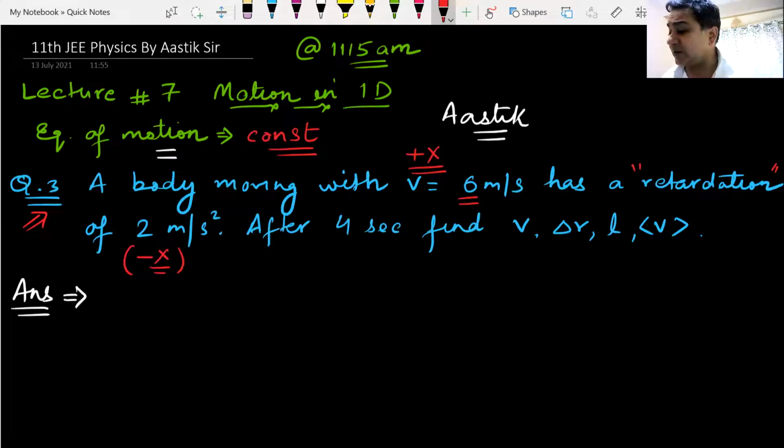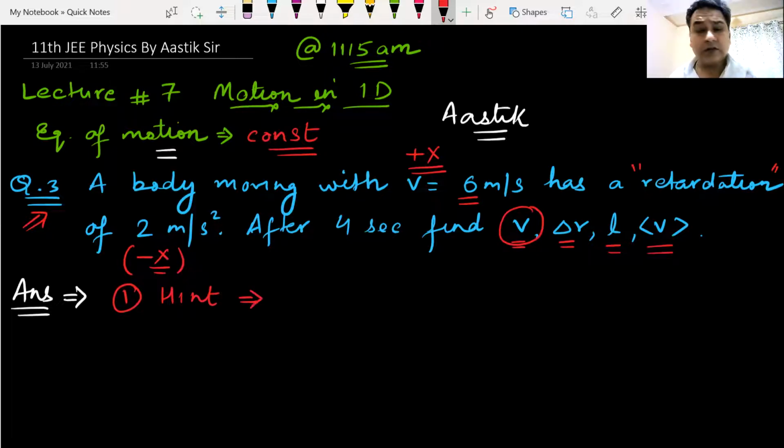After 4 seconds, we are supposed to find out v, means final velocity after 4 seconds, delta r, displacement, l, length of the path, distance, and v average, the average velocity. I hope you can all try this question. Can I have answers to part number 1? Part number 1 is finding out the value of v. What is the hint to part number 1? The hint is very simple. We have to use which equation? Anyone? For part number 1, minus 2 meters per second.